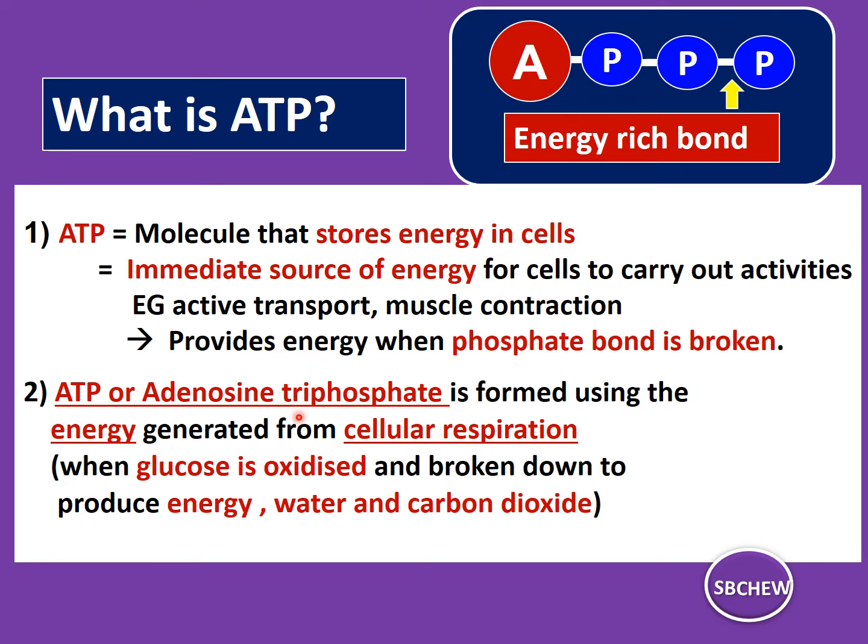How is it formed? So it is formed using the energy generated from cellular respiration when glucose is broken down to produce energy, water, and carbon dioxide. This occurs in the mitochondria, cellular respiration, and then that energy from the breakdown of glucose is used to synthesize the ATP molecule in large amounts for the use of the cell.